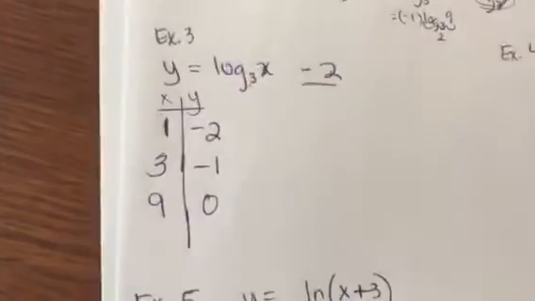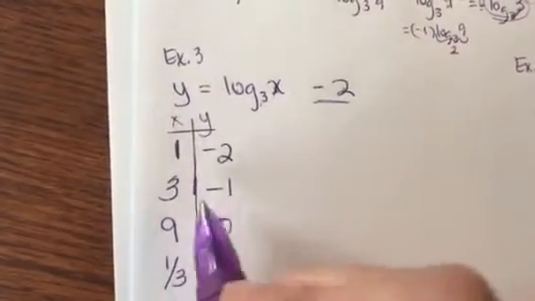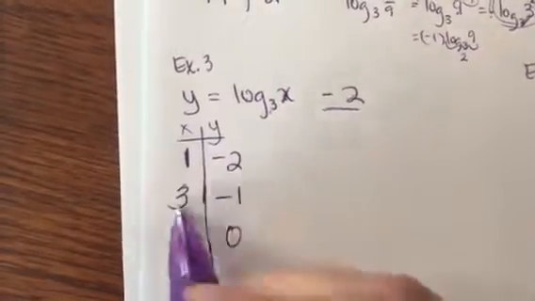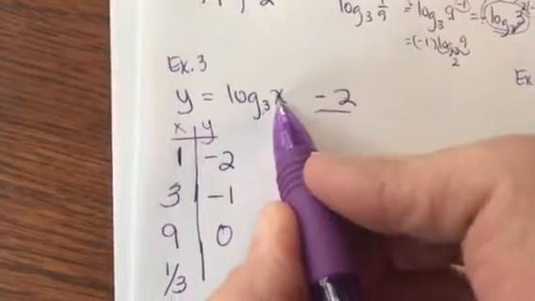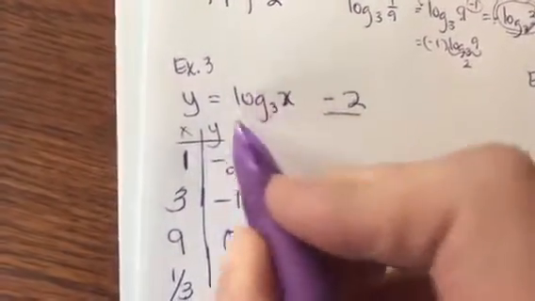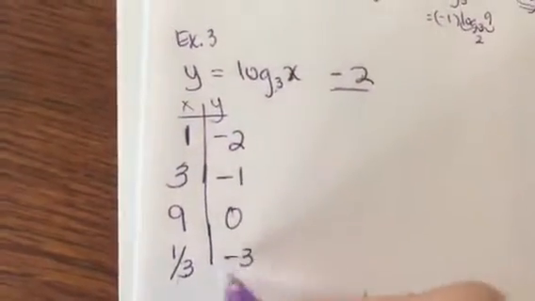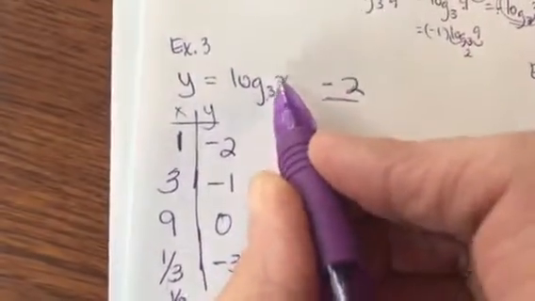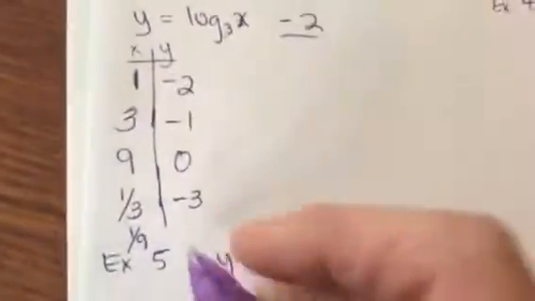Use your calculators, okay? Make sure you can figure this out. 1/3 would be another one of my choices. All I'm doing is taking the reciprocal of these. If this is 1/3, plug it in your calculator, but that's going to give me negative 1 minus 2, which is going to give me a negative 3. Okay, and I'm going to plug in one more. If I plug in 1/9, that's going to give me negative 2 minus 2, which is a negative 4.